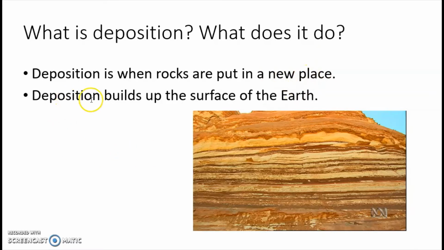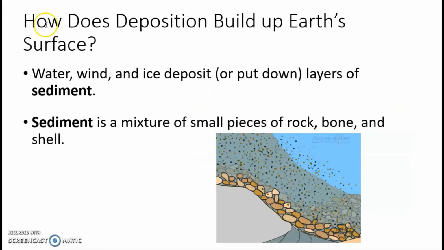Deposition builds up the surface of the earth. Look, layers and layers. That's what deposition is: rocks get deposited here, then more rocks get deposited here, then more rocks get deposited here. So how does deposition build up Earth's surface? Water, wind, and ice deposit, or put down, layers of sediment.